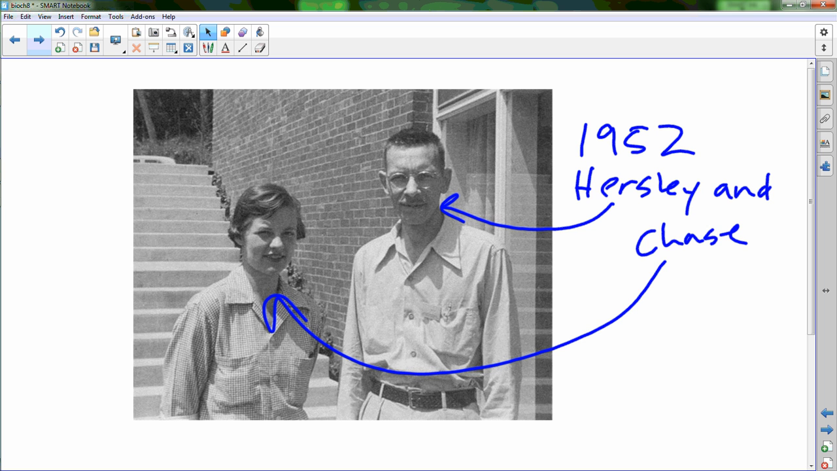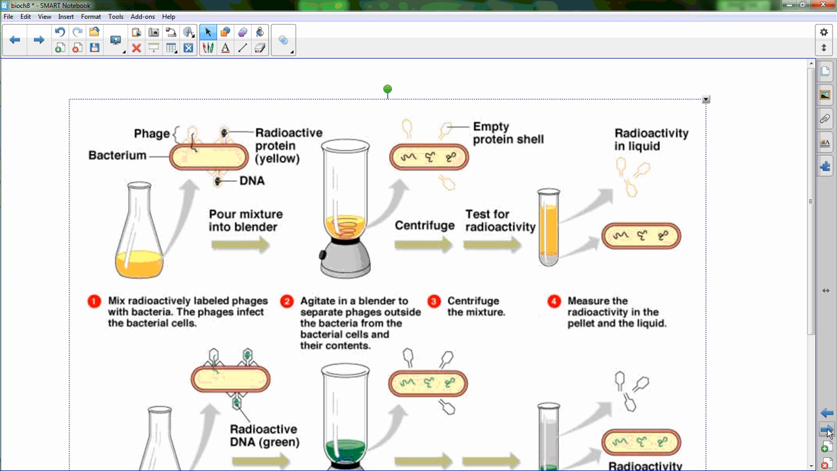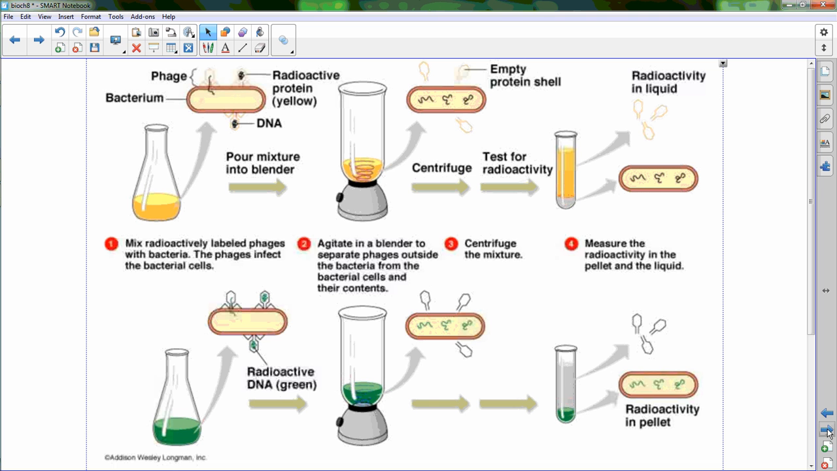Now what they did is they used radioactive elements to kind of track how the DNA got passed into the cell and what actually caused the cell to go through what we call transformation. So here's the basic experiment that they did. Okay, in one case, they took these bacteriophages and the bacteria cell.